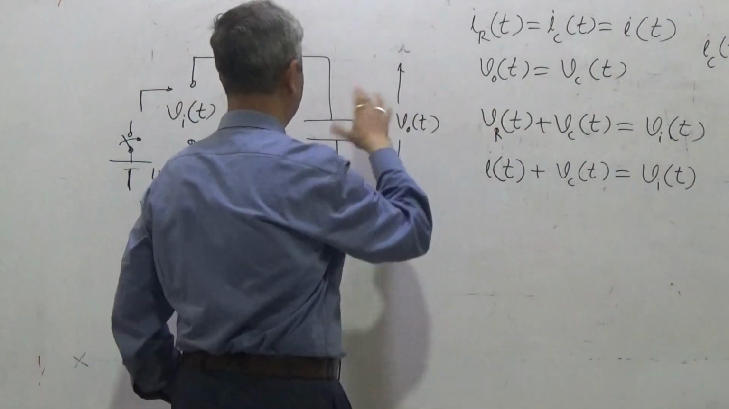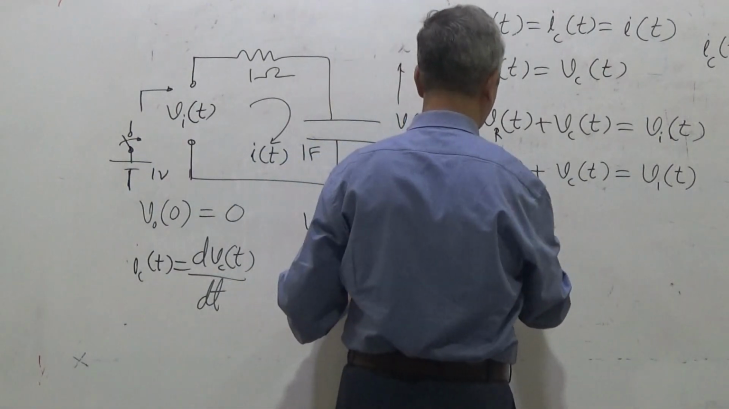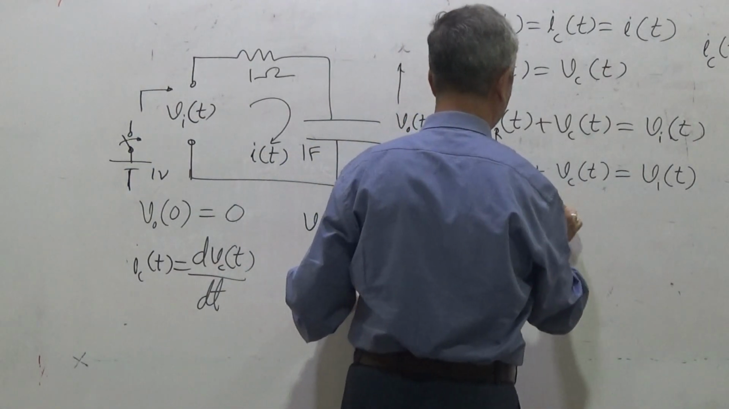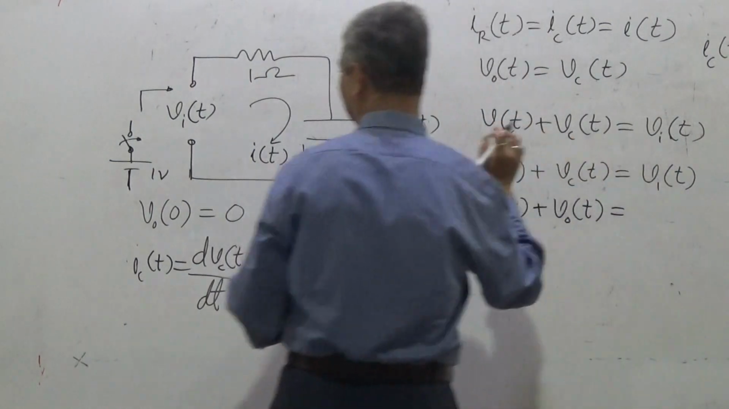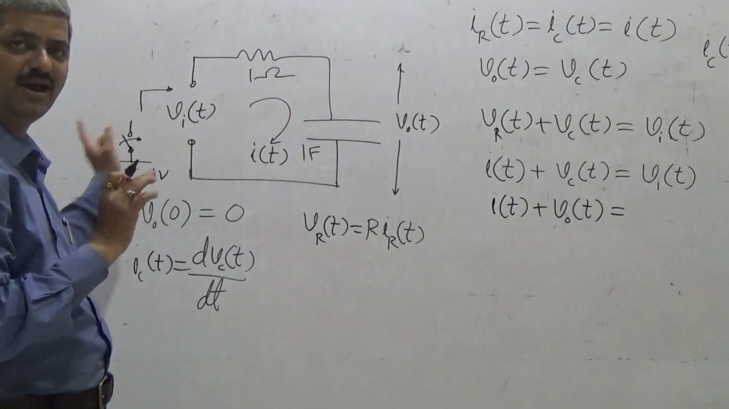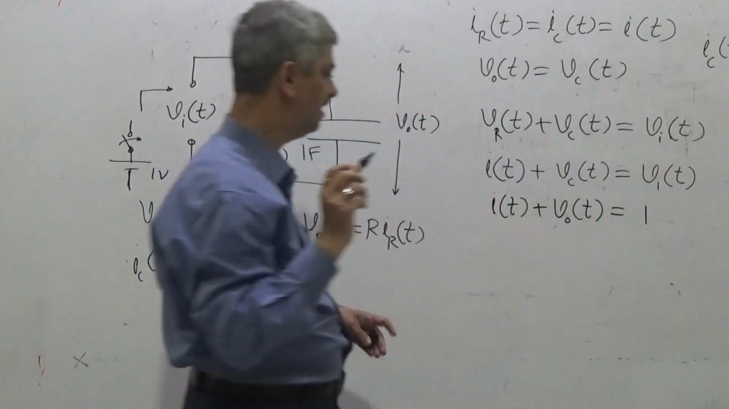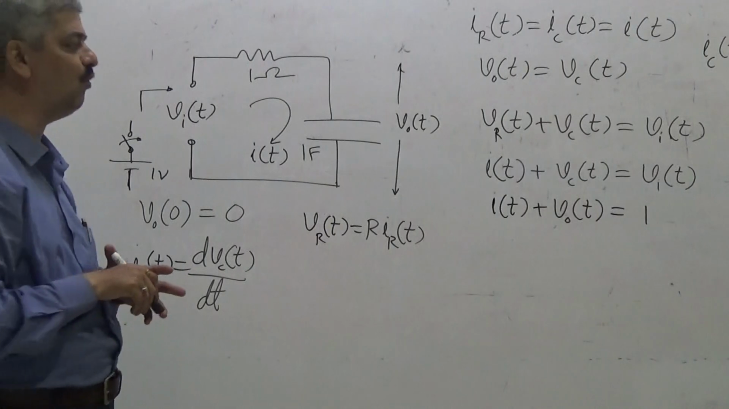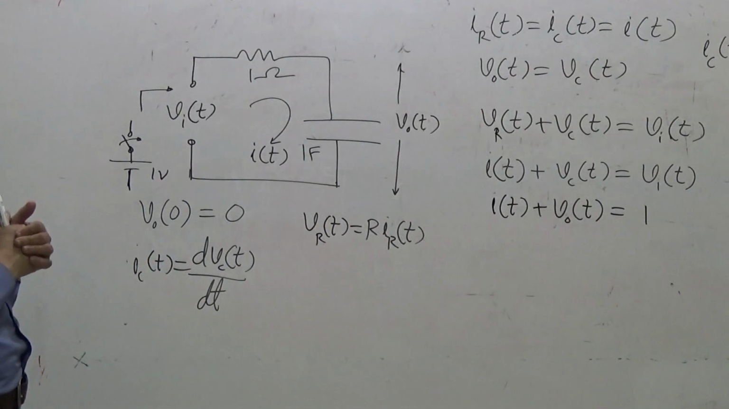So VC in this case, voltage across capacitor, is VO. So I can write IT plus VOT is equal to VET. Now I have closed the switch. Close the switch. So can I say VET is 1? Yes. IT plus VOT is 1.